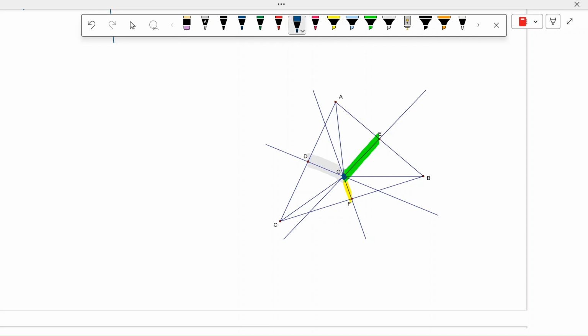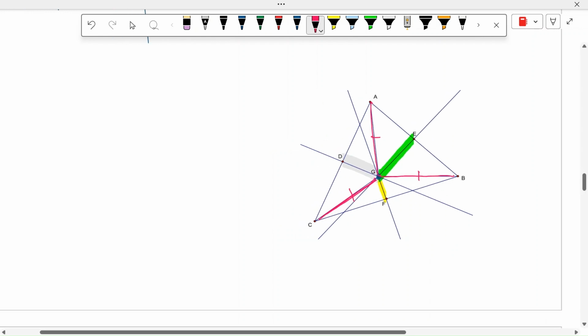And what that means to us is then that this segment is equal to this segment is equal to this segment. All three of those are equal because this circumcenter is equidistant to the vertices of a triangle.